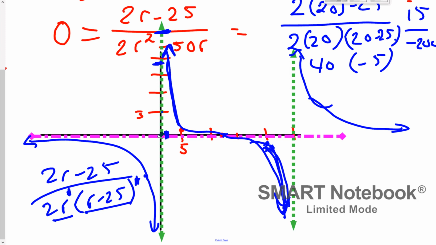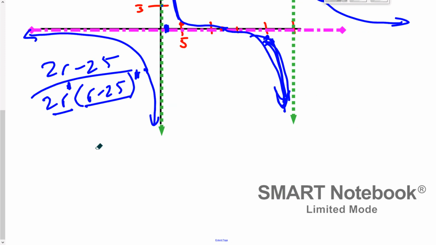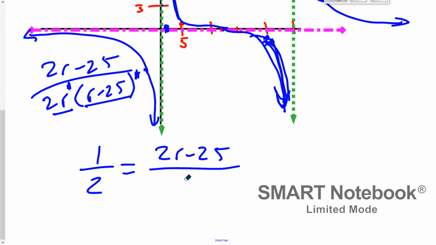And 30, is it 30 minutes or 30 seconds here? I believe it's 30 seconds, right? So that's half a minute. So a way to solve this is to set it equal to a half. And that's the way that you could solve this. 2r squared minus 50r, right? So you could set it equal to a half, and you could solve it that way.